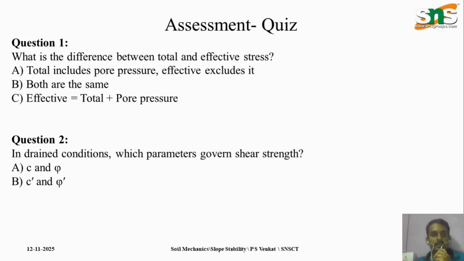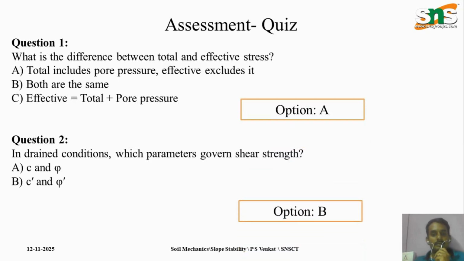This is the assessment. Question 1: What is the difference between total and effective stress? Question 2: In drained conditions, which parameters govern shear strength? So for the first question, the answer is option A: total includes pore pressure, effective excludes it. The second question is option B: C dash and phi dash.